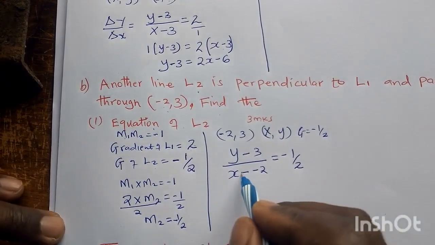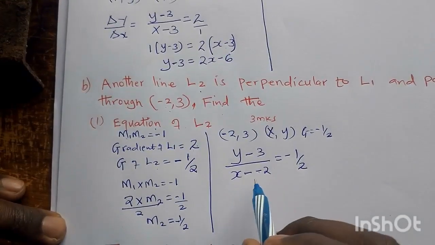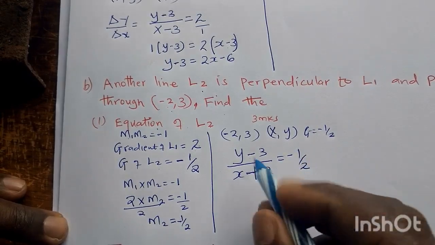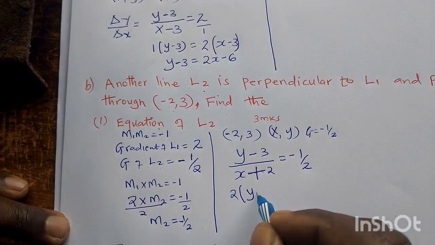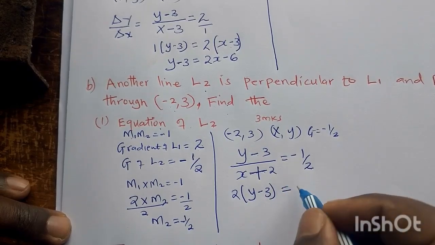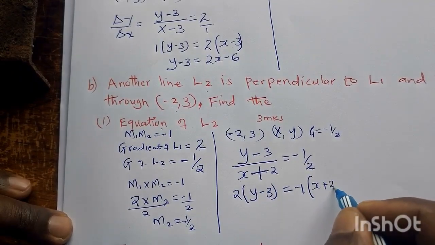Right? And a negative times a negative, the answer is positive. So this is positive. So cross multiply, we will multiply 2 into y minus 3, this times this, is equal to -1 times x plus 2. Right?